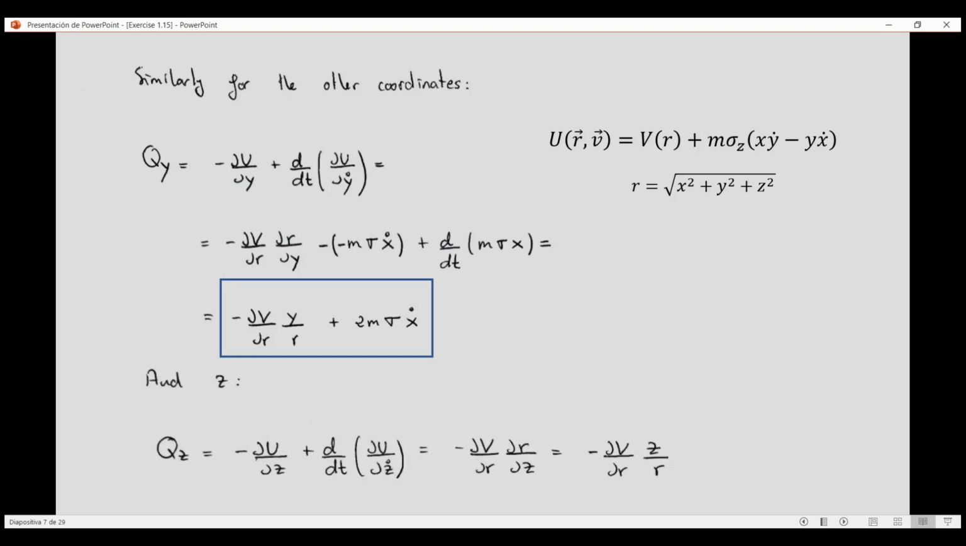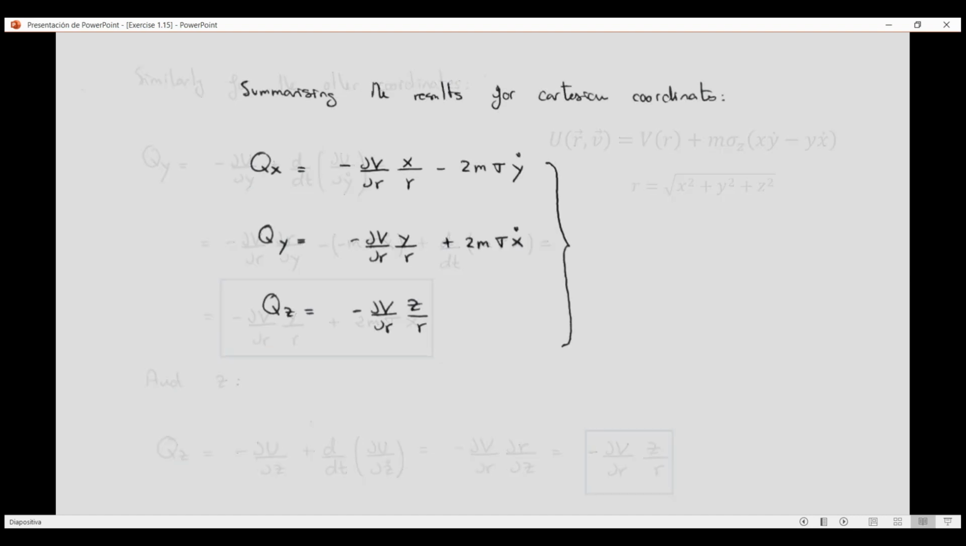And for the z coordinate, it's somewhat simpler since we don't have terms that derive from the sigma angular momentum summand, as it doesn't depend on z and z dot. And after these derivatives, we now have the generalized force in Cartesian coordinates. To be rigorous and have everything in Cartesian coordinates, we would need to substitute r with the square root of the sum of the squared components. But to avoid writing more, we will leave it as it is and indicate accordingly.